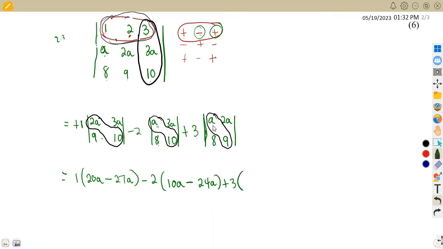Then we do the same, A times 9. This is going to be 9A. 2A times 8, which is going to be 16A, but we subtract. So that's negative 16A. All right, so let's see what you're going to have.